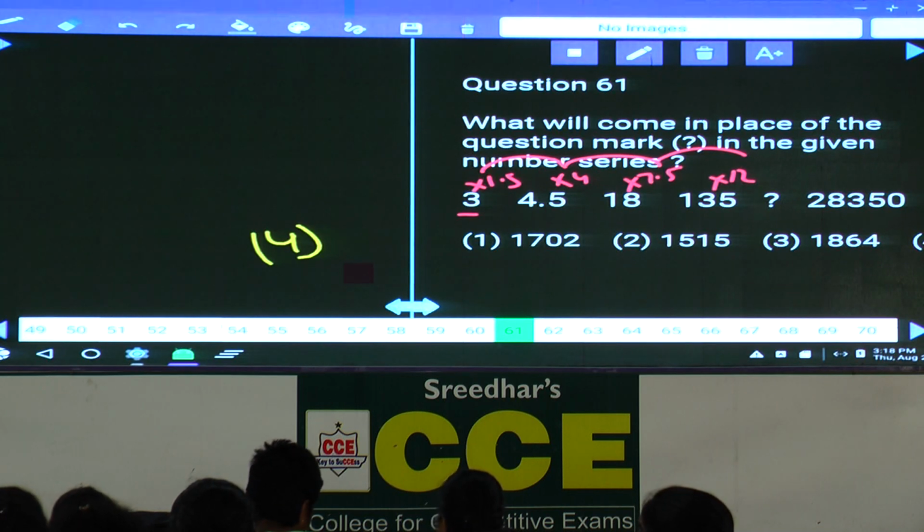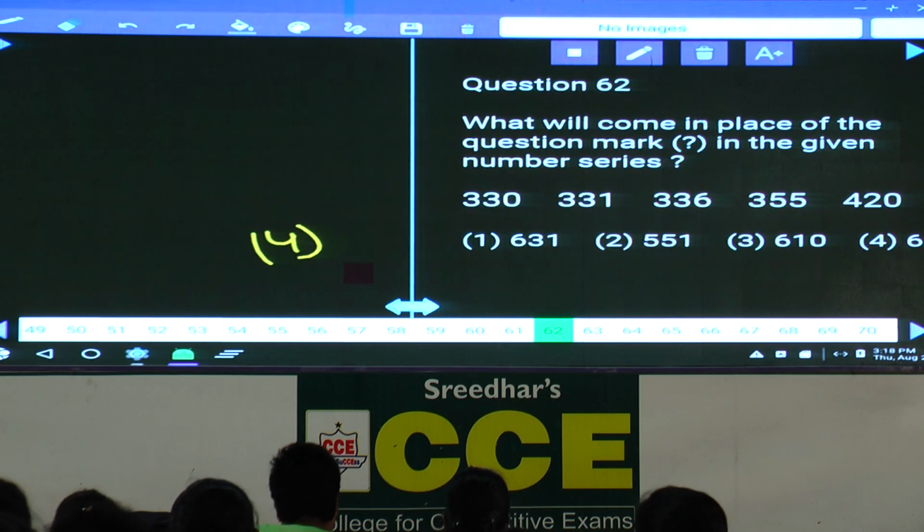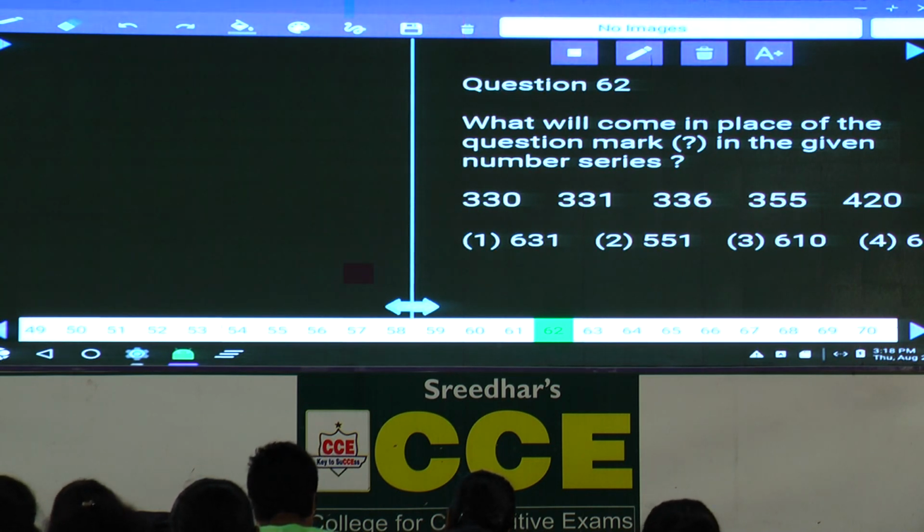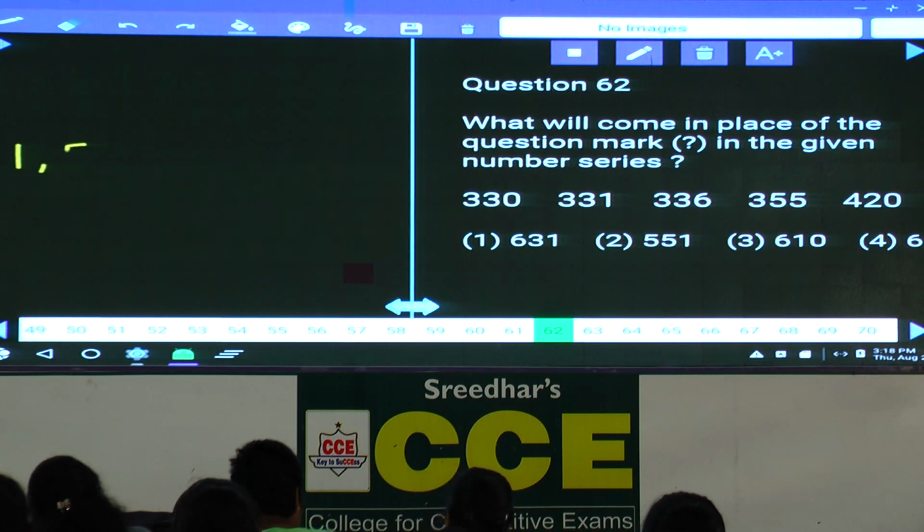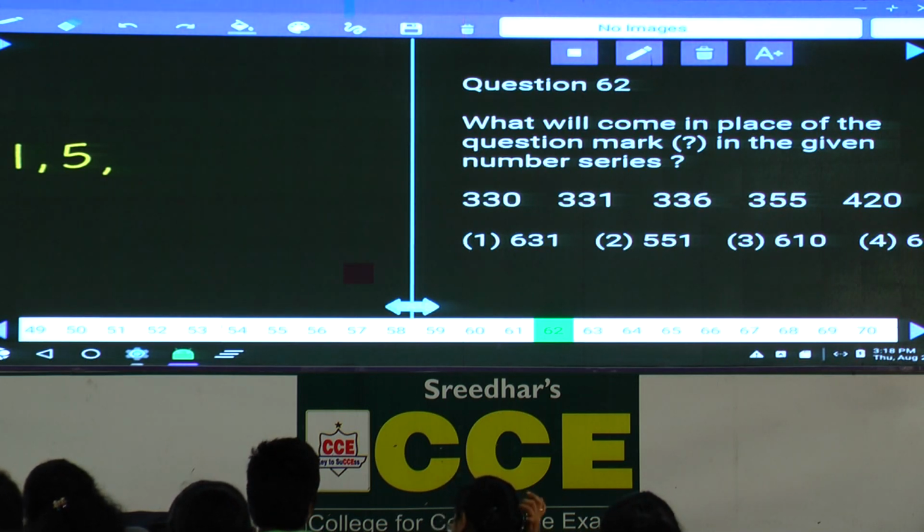And this is about question number 61, it is choice 4. Then question number 62. Now in this 62, 330, 331, 336 and so on. What is the difference here? 1. Next difference is how much? 5. And 336 and 355 difference is how much? 19. 1, 5, 19. And next one 355 and 420.